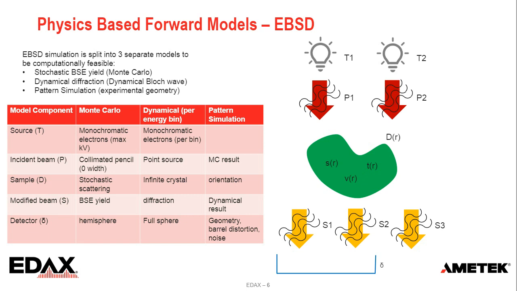One is a forward model just to describe the backscatter yield. Then there's a second model to describe the diffraction, and then finally a third set to combine those and simulate a pattern from them, which is the ultimate goal. So I'll step through a high-level overview of how each of those work, because it's important to understand where the patterns are coming from to be able to use them successfully.